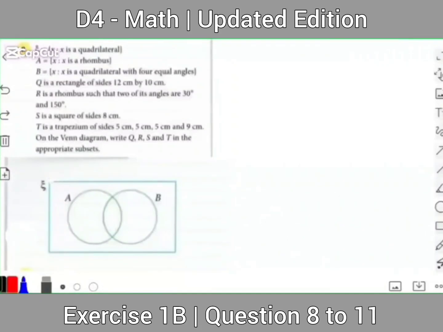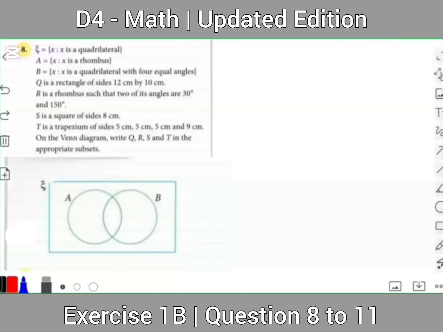Now we have question 8. In this question, we have a universal set eta that is equal to {x such that x is a quadrilateral}, and two proper subsets of the universal set eta, A and B, are given as follows. A is equal to {x such that x is a rhombus} and B is equal to {x such that x is a quadrilateral with four equal angles}.